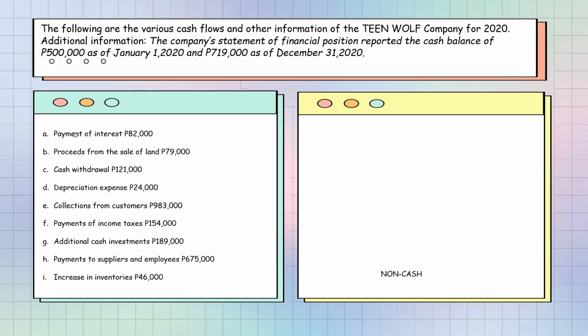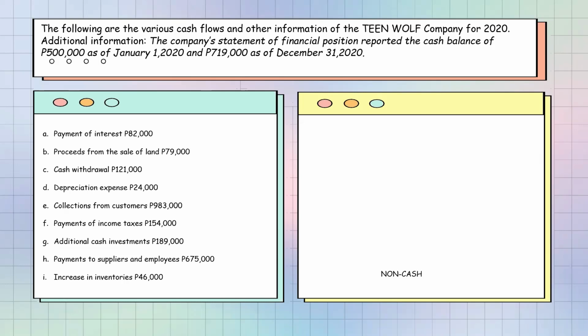So, letter A, payment of interest, 82,000. And then letter B, proceeds from the sale of land, 79,000. Letter C, cash withdrawal, 121,000. Letter D, depreciation expense of 24,000. Letter E, collections from the customers, 983,000. And then letter F, payments of income taxes, 154,000. Letter G, additional cash investment, 189,000. Sa letter H naman, meron tayong payments sa supplier and employees na 675,000. And then last, meron tayong increase in inventories na 46,000.